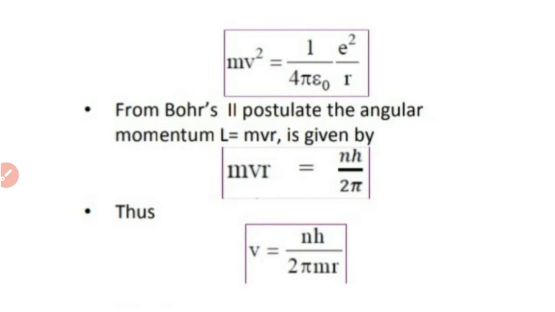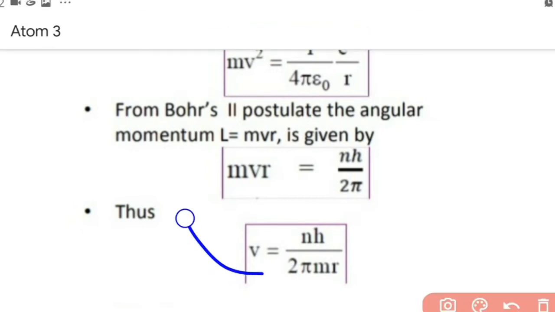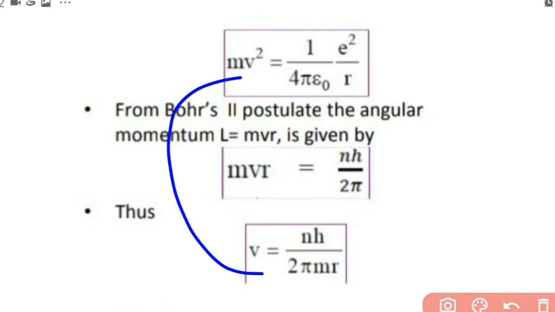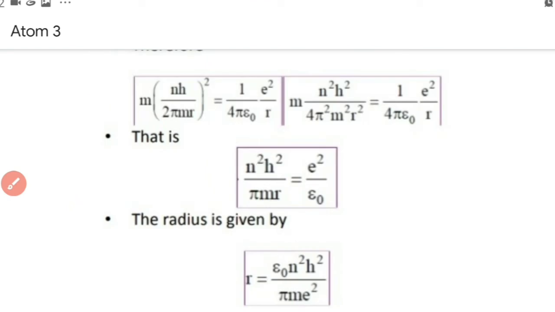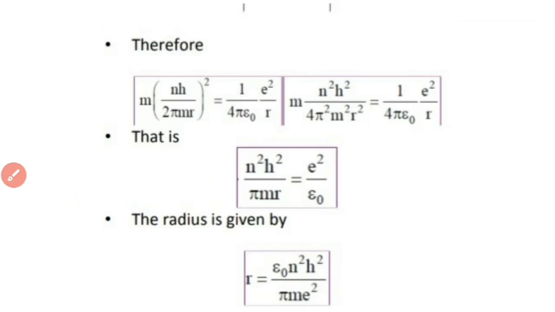So this v we can substitute in the expression for mv square. So substituting, we have the expression for r, that means substituting for v square, we have m into (nh by 2 pi mr) whole square is equal to 1 by 4 pi epsilon 0 e square by r, or m into n square h square by 4 pi square m square r square equal to 1 by 4 pi epsilon 0 e square by r.